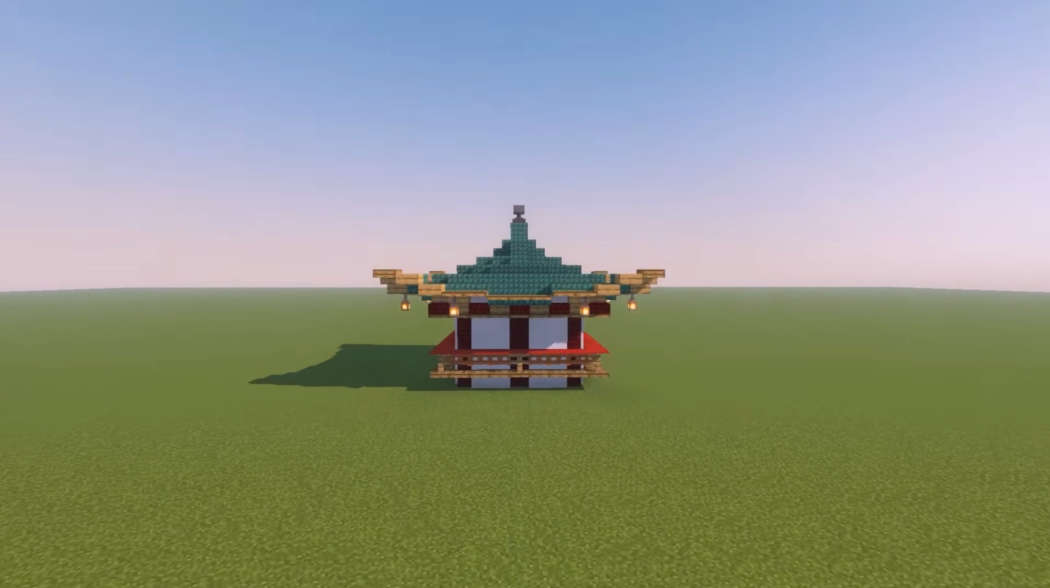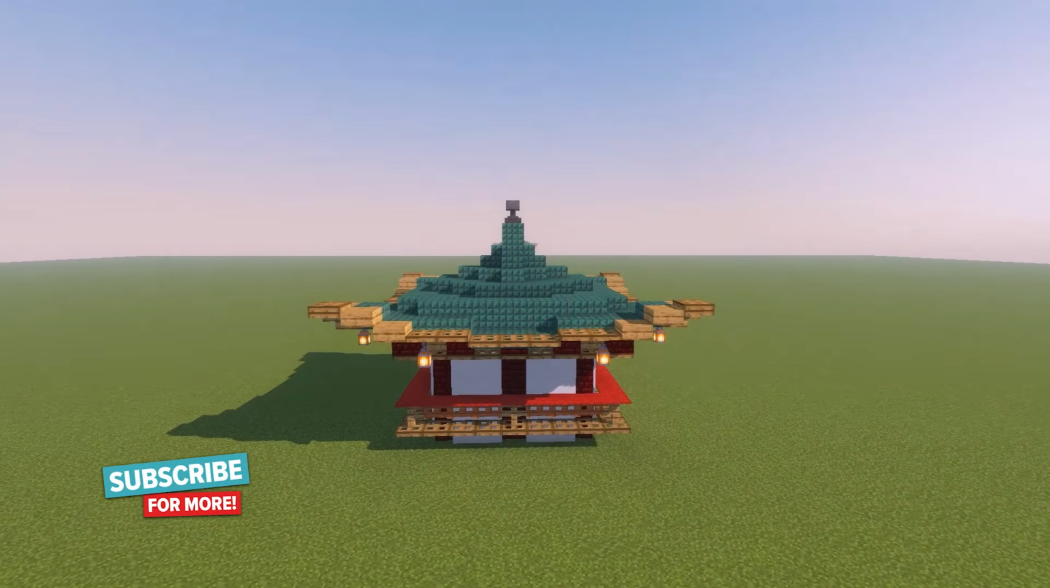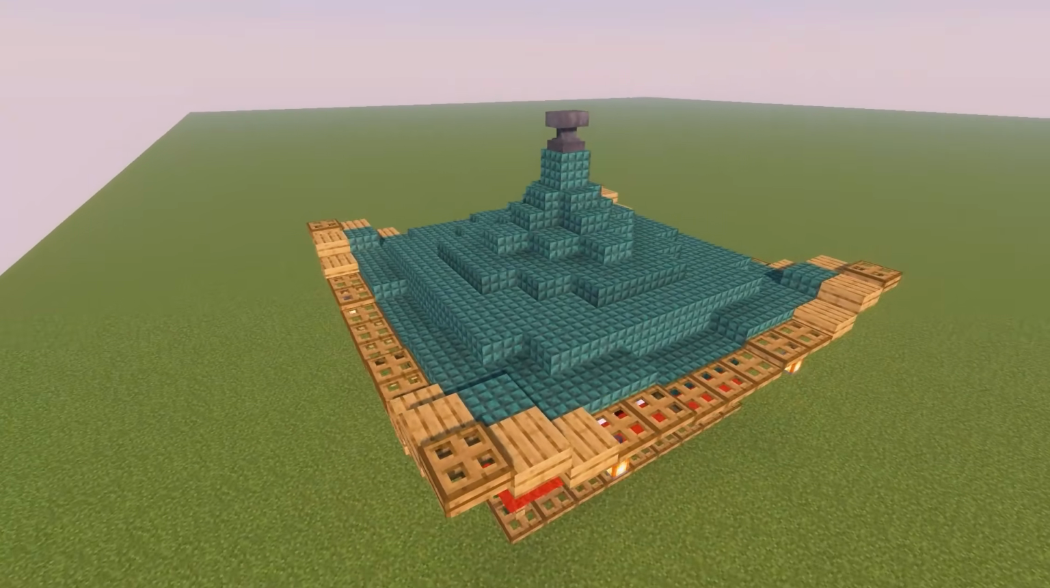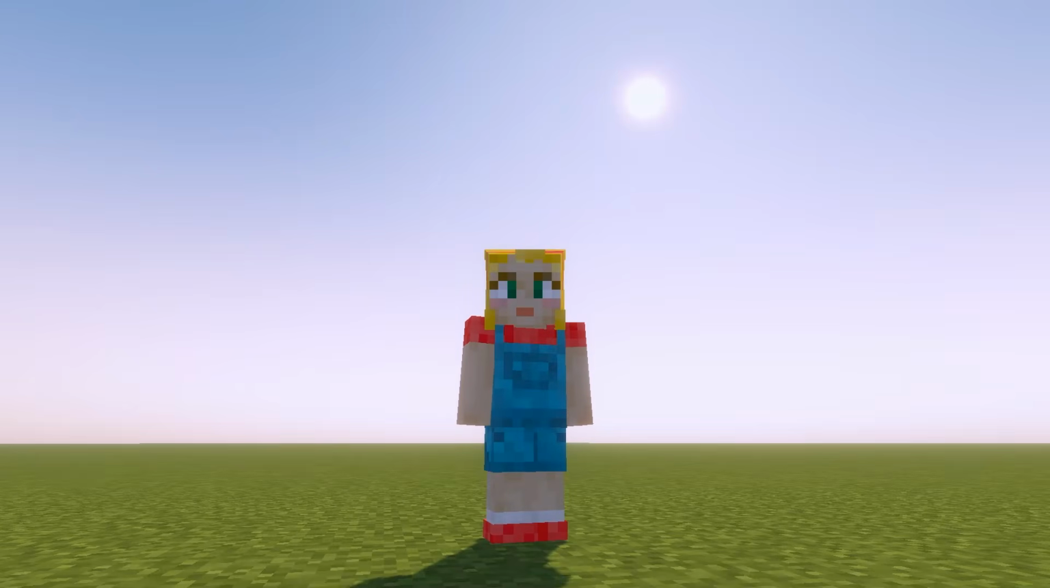Hello! Today I'm going to talk about roofs. To be exact, Japanese and Chinese roofs. The typical roof styles of ancient Japanese and Chinese architecture. Like some of you know, I like to build Asian houses and structures.